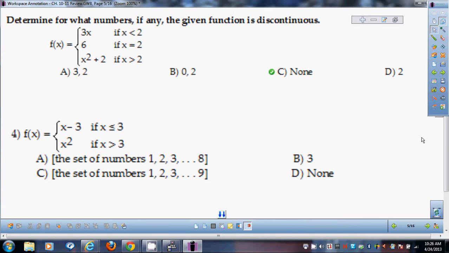You're always going to be checking the X value. It's going to be 3 or nothing. So it's got to be B or D.